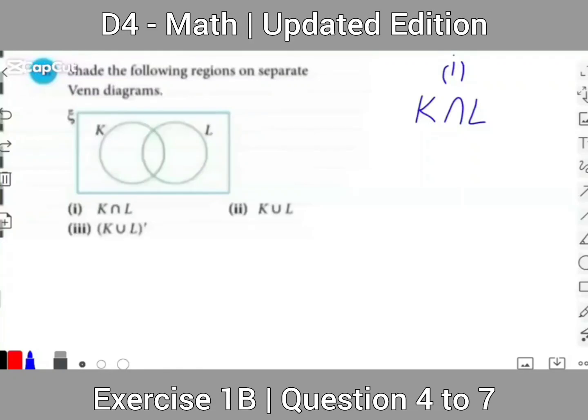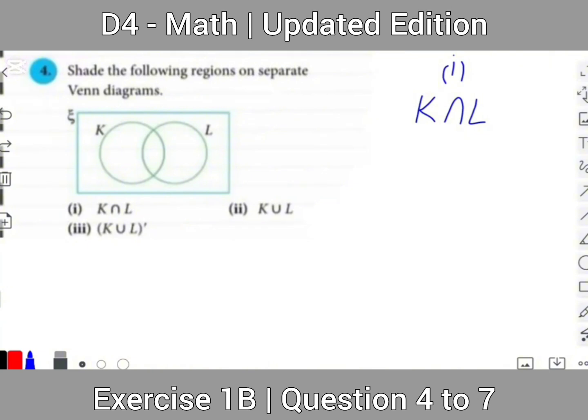Now in question 4, shade the following regions on separate Venn diagrams. Here we have a rectangle that shows the universal set η, and inside it we have two overlapping circles that represent the sets K and L. What is meant by overlapping sets? It means there are some elements that are common to both the sets K and L. So in part 1, we have to find out K intersection L.